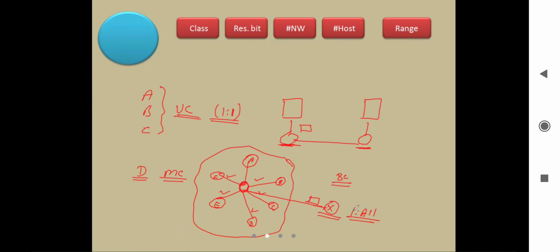One person will transmit to everyone, that means broadcasting. And multicasting means one to many, which means there is a choice: it can transmit to two persons, four persons, eight persons, and all persons.